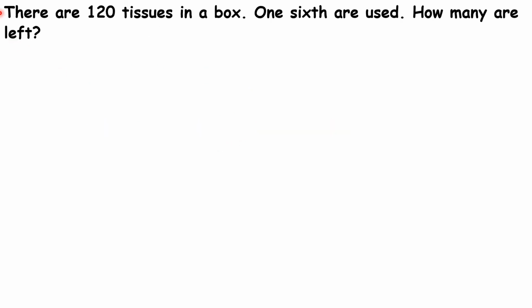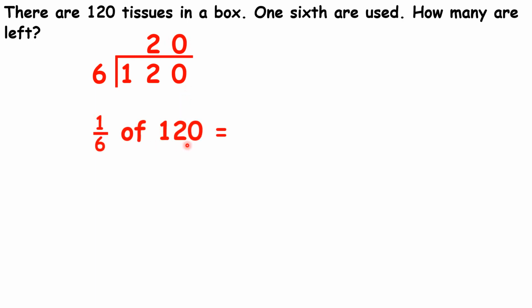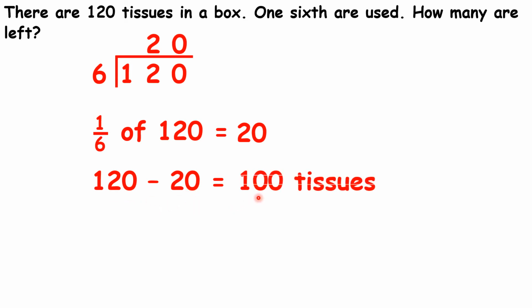There are 120 tissues in a box. 1/6 are used. How many are left? If we divide 120 by 6, we get 20, so 1/6 of 120 is 20. So if we subtract the 20 tissues which are used from the 120 we started with, that means we have 100 tissues left.